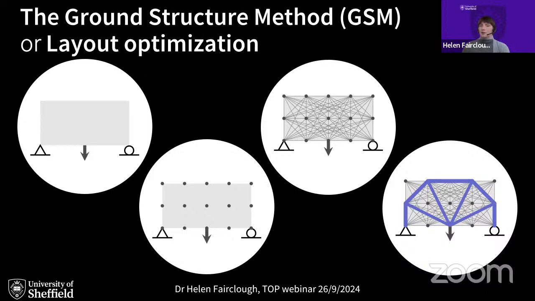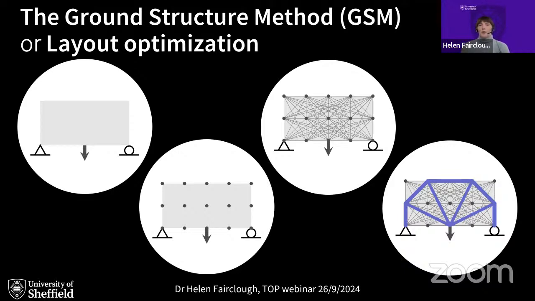So we start, just like with topology optimization, with some supports, some loads, and a blank space that we want to fill with structure. The difference comes in that instead of discretizing that with some sort of mesh, we discretize it by putting some joints spread through the domain. Now this is just a very low resolution illustration. In reality, there'd be hundreds, if not thousands, of those points. And then we connect each pair of points with a potential truss element. That structure with the potential connections is what we call the ground structure.